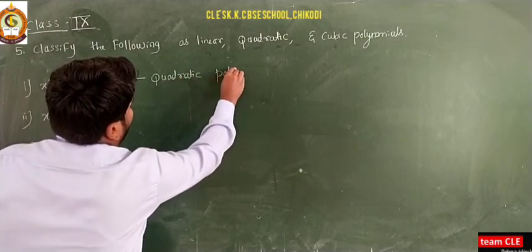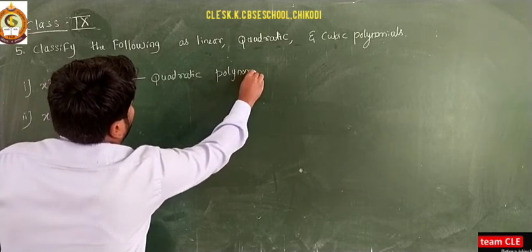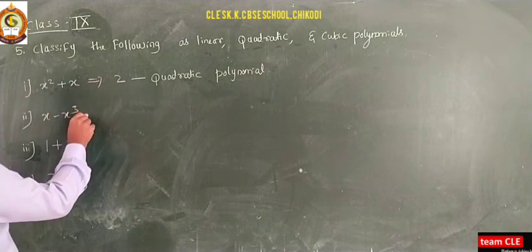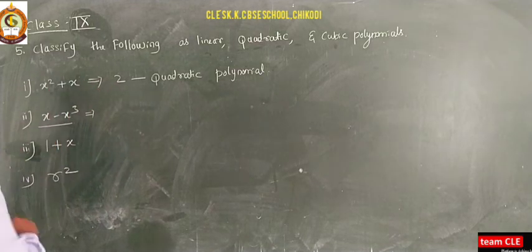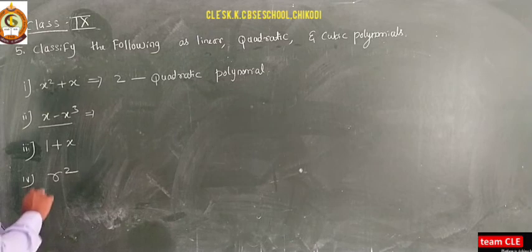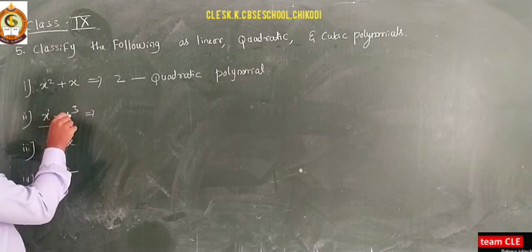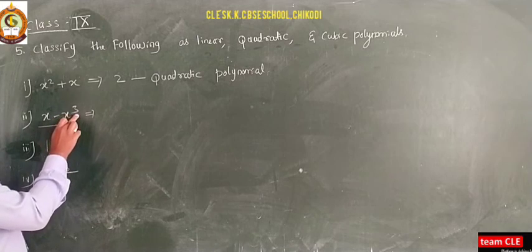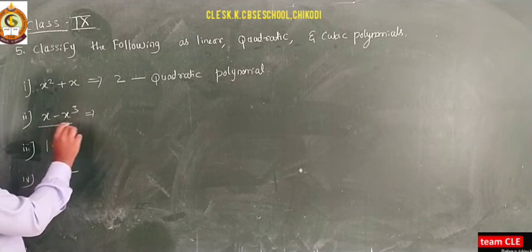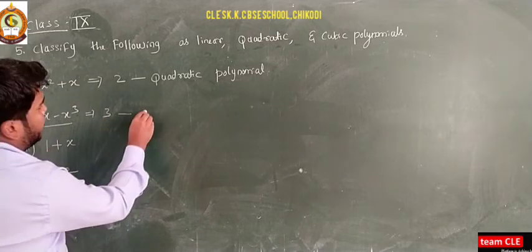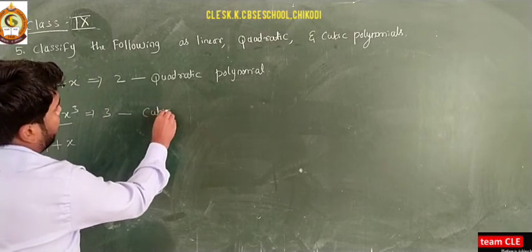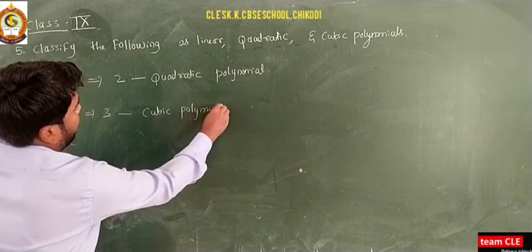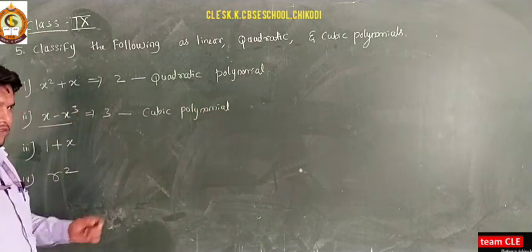Okay, so you have to write this: the polynomial is a quadratic polynomial because the highest power is 2. Similarly, in this polynomial, see the highest power of the expression: here x raised to 1, here x raised to 3. You should not look at any operation, you have to see the highest power of the variable. So the highest power of the variable is 3, meaning you can write this as a cubic polynomial. Okay, so you have to complete this exercise.